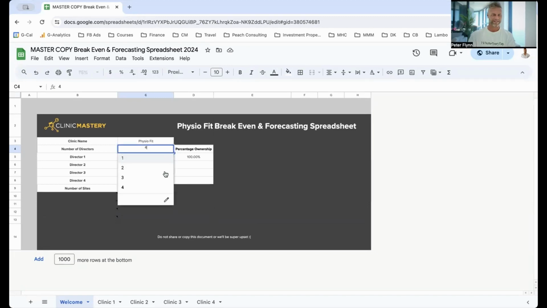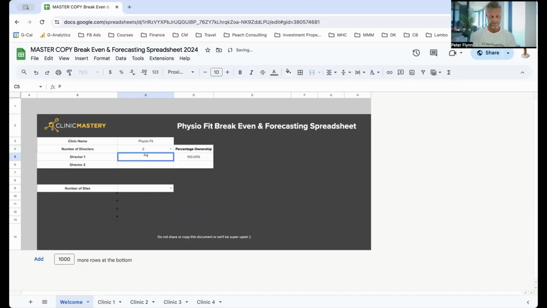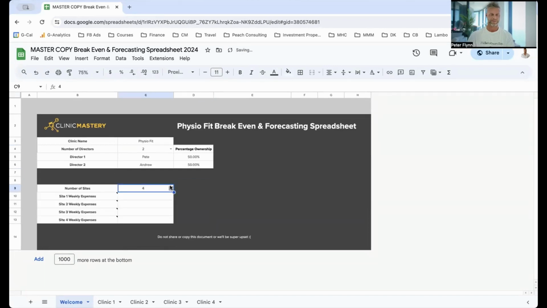But let's say you have 2 directors, and so we're going to say Pete and Ian. And Andrew, and let's say that we're both 50% owners. Okay, so essentially you're having the ownership structure up here. How many sites are there? So if you say 4 sites, it's going to pop down 4 sites. Let's say that there's just 1 site, actually we'll go 2 sites, so we show how they play together.